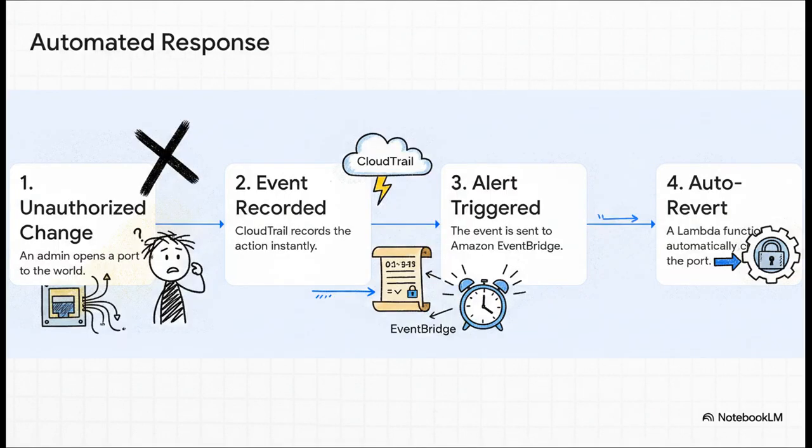Now check this out, because this is probably one of the most powerful ways to use CloudTrail: automated security. So here's how it works. Step 1. An admin makes a mistake and accidentally opens a sensitive port to the entire internet. Whoops.